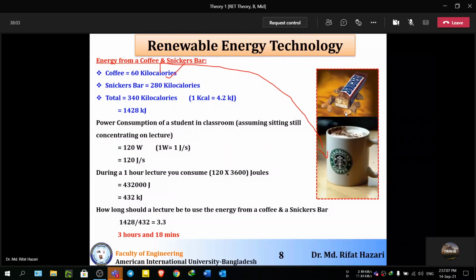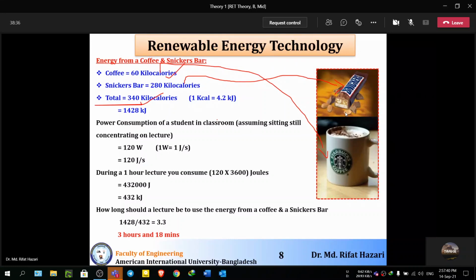And if you take a Snicker bar, it has actually 280 kilocalories of energy. So that means if you take a cup of coffee and a Snicker bar together, you will get around how much energy? Maybe 280 plus 60 equals 340 kilocalories of energy, right? Yes, sir. If you consume a coffee and a Snicker bar, you will get around 340 kilocalories of energy.